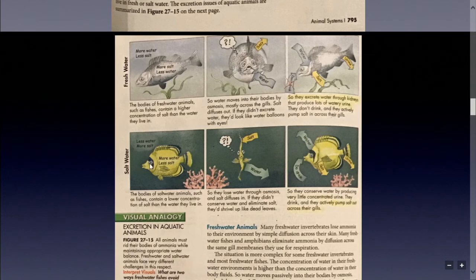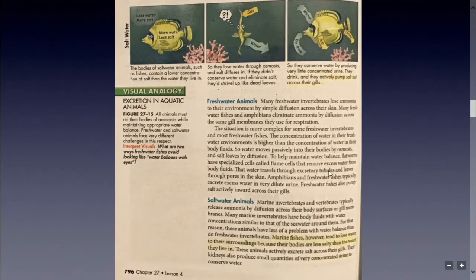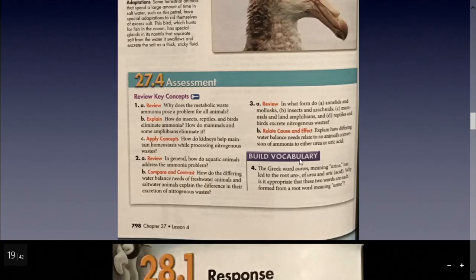Saltwater organisms, saltwater fish, you should say, are trying to conserve water or keep as much water as they can. So they actually drink water and excrete very concentrated but low levels of urine. So they excrete a little amount of urine but has high concentrations of ammonia inside of it. Okay, so they can conserve water.